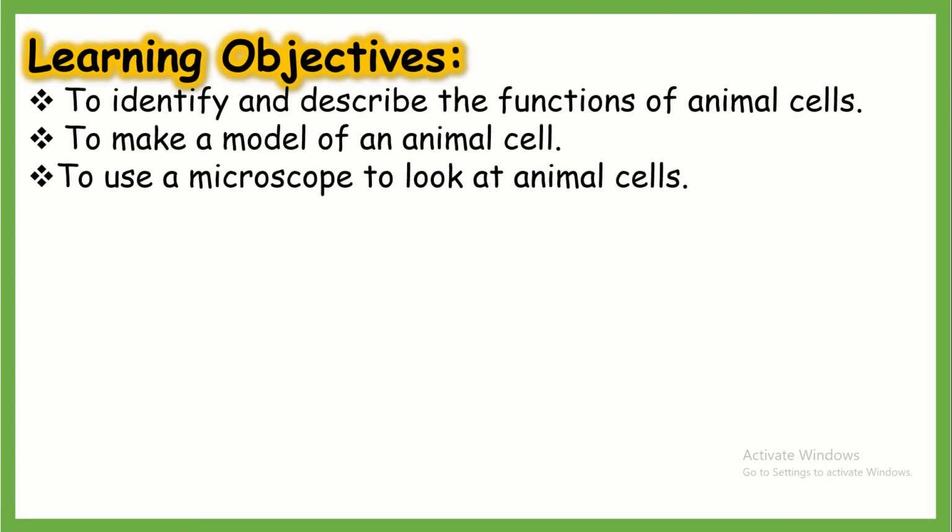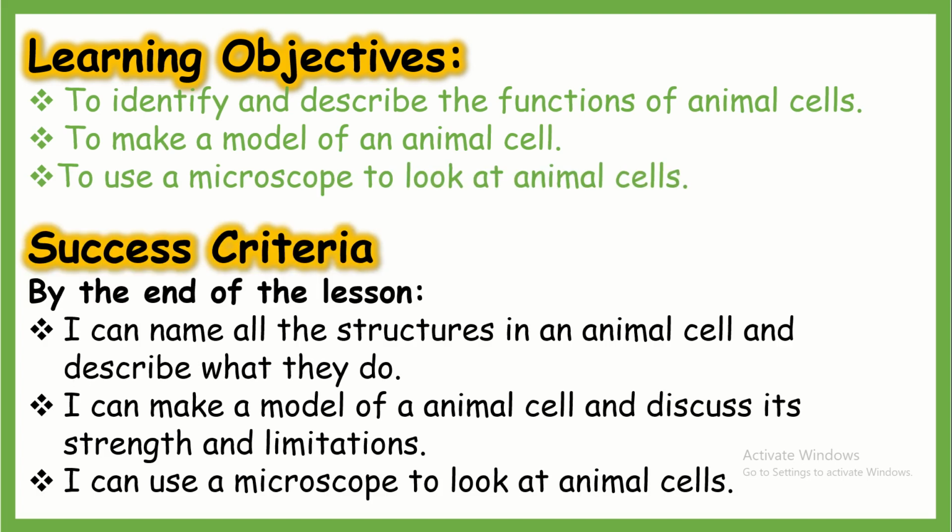The learning objectives are to identify and describe the functions of the cells, animal cells, and to make a model of animal cell, and finally to use a microscope to look at animal cells. So we have three learning objectives. First, we will describe and identify the functions of animal cell. Second, we will make a model of animal cell. Third, we will use a microscope to look at animal cells.